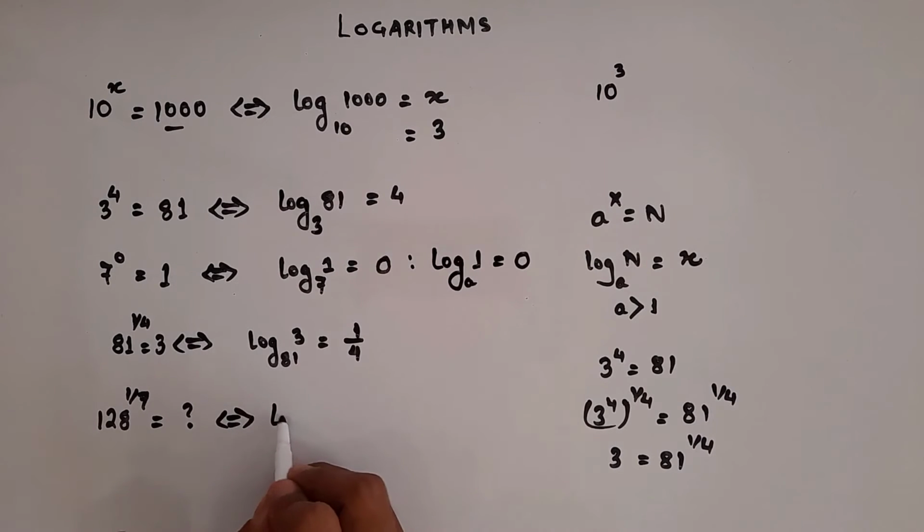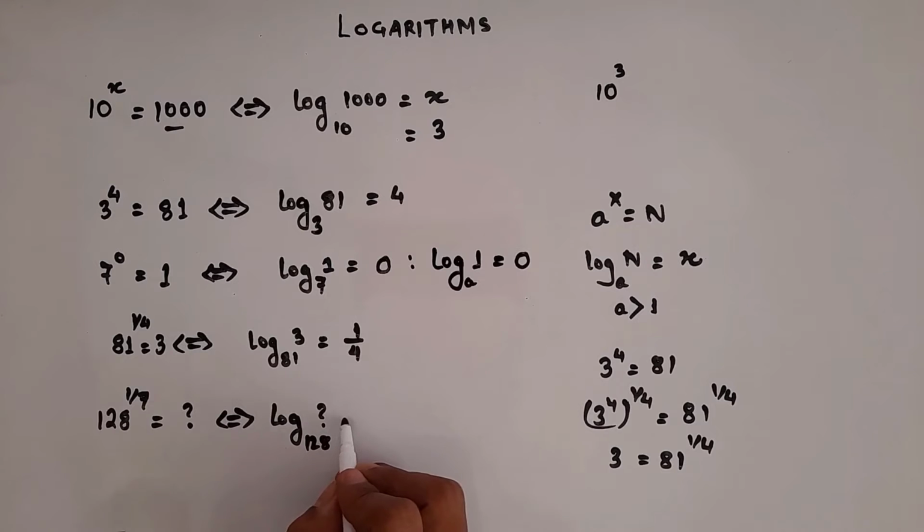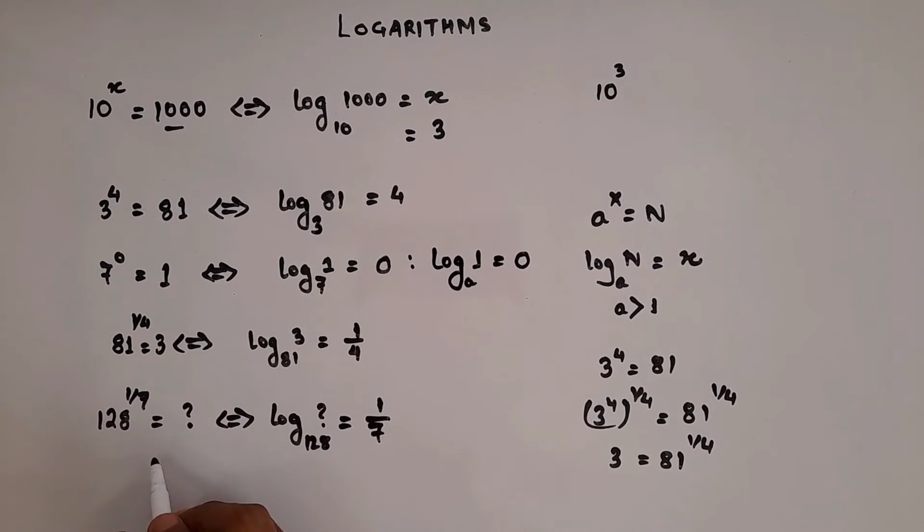So that means the logarithm of that value, whatever is obtained, to the base of 128 must give us 1/7. So we can quickly find it out. We can determine the value using the laws of exponents. We know that 2 raised to the power of 7 gives us 128. That is 2 multiplied by itself 7 times.